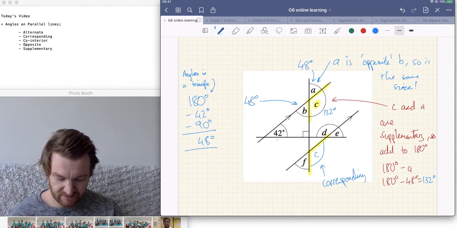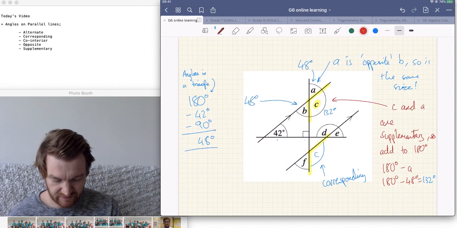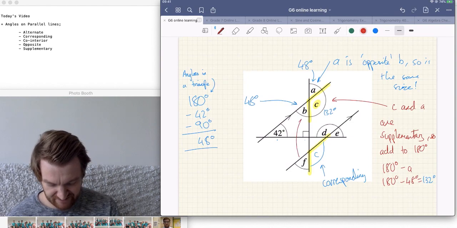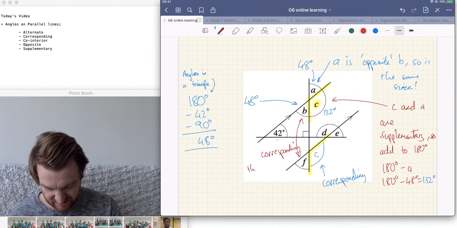If I know that this angle here is C and corresponding, then I also know that B and F must be corresponding, which means they're the same size. So F, therefore, must be the same as B, which is 48 degrees.